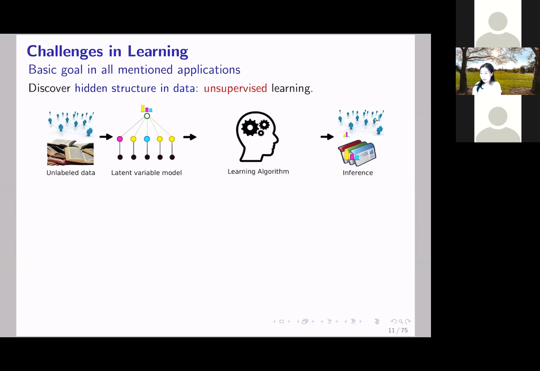And as I said before, you have this unlabeled data, and you throw a latent variable model on top of it. And this latent variable model would have some kind of latent variable intrinsically, right? For example, here, this is a latent variable. Now, with that latent variable model, you need some kind of learning algorithm.